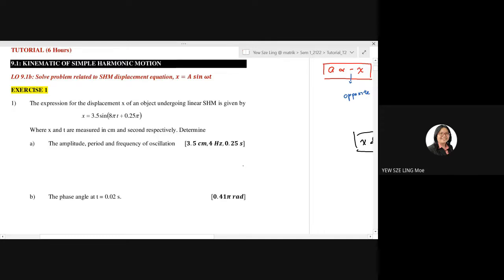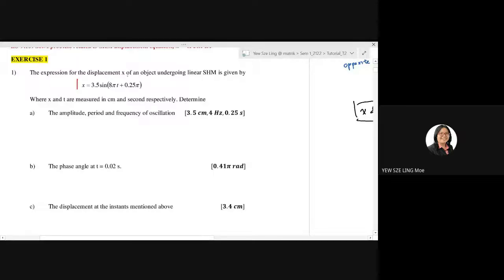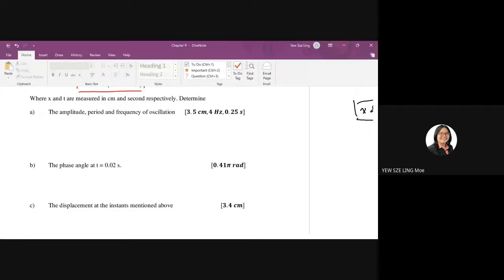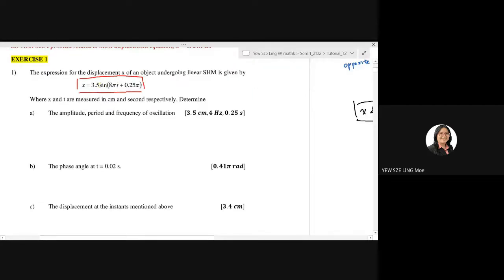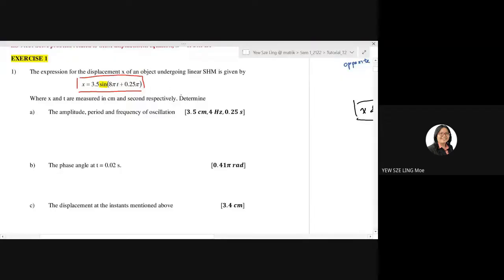Exercise 1: the expression for the displacement x of an object undergoing linear simple harmonic motion is given by this equation. Whenever you are given an equation in this form, you always compare with the general equation. Which equation to use is very simple: you look at the equation given. If the equation given is sine, then the general equation that we use is in terms of sine.